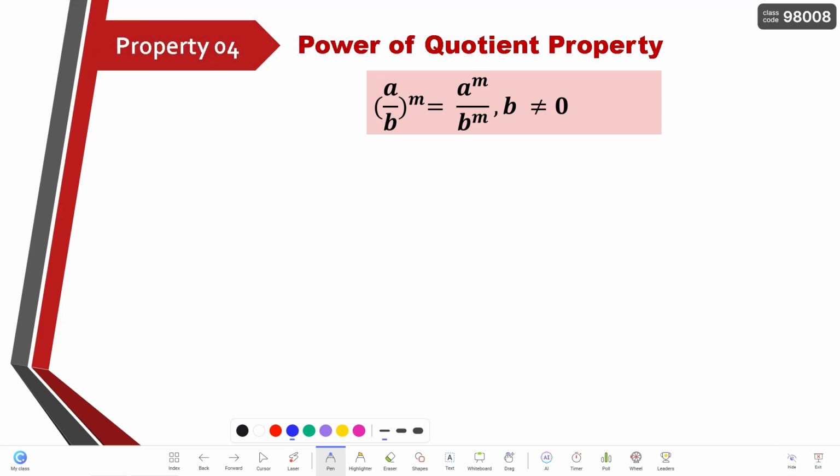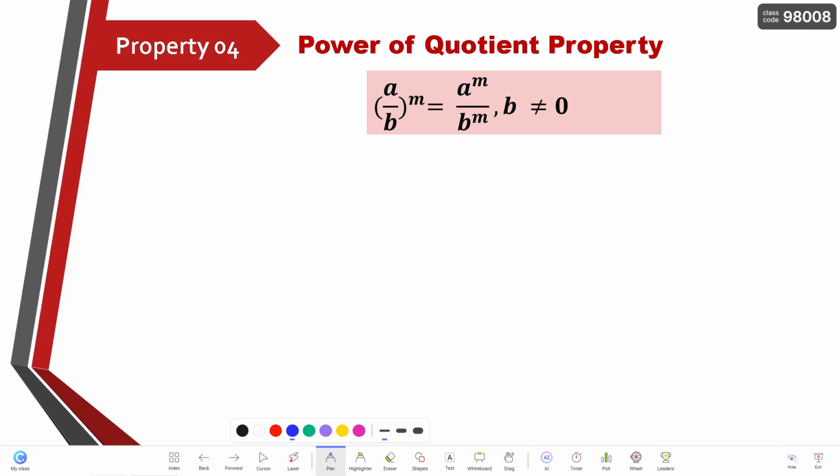The property of power of quotient says that if we have any two numbers whose quotient is raised to the power of m, we can rewrite this expression by finding a to the power of m, then dividing that by b to the power of m, in case b does not equal 0, since any number could be used as a denominator except 0. If we have any fraction with a 0 denominator, the expression would be undefined.